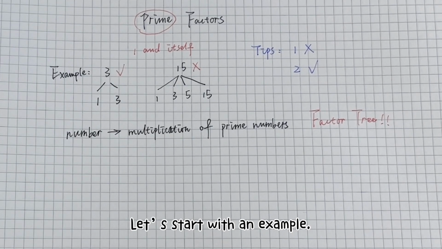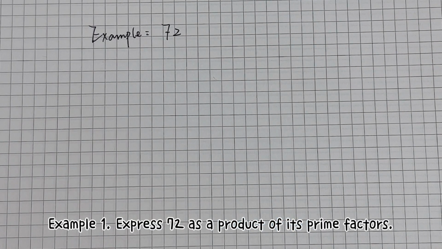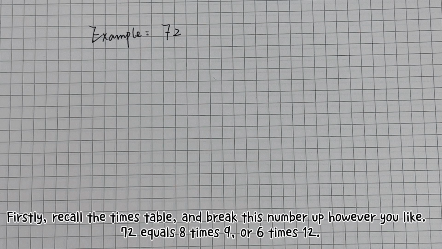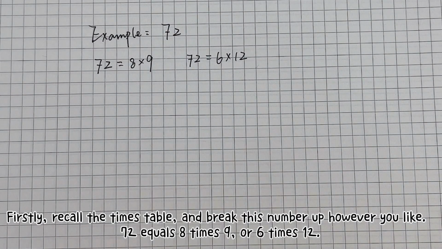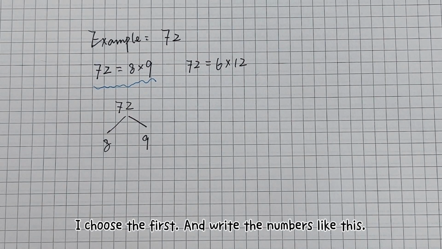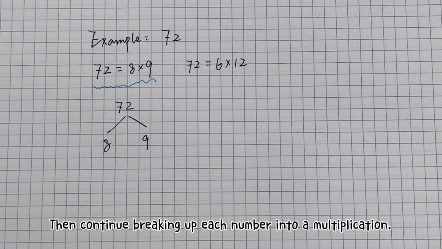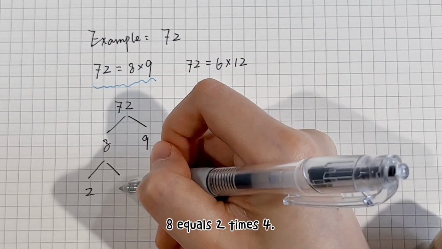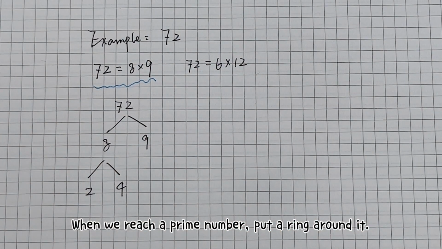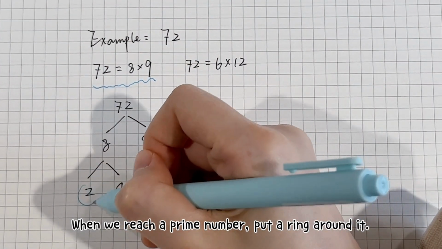Let's start with an example. Example 1. Express 72 as a product of its prime factors. Firstly, recall the times table and break this number up however you like. 72 equals 8 times 9 or 6 times 12. I choose the first and write the numbers like this. Then continue breaking up each number into a multiplication. 8 equals 2 times 4. When we reach a prime number, put a ring around it.